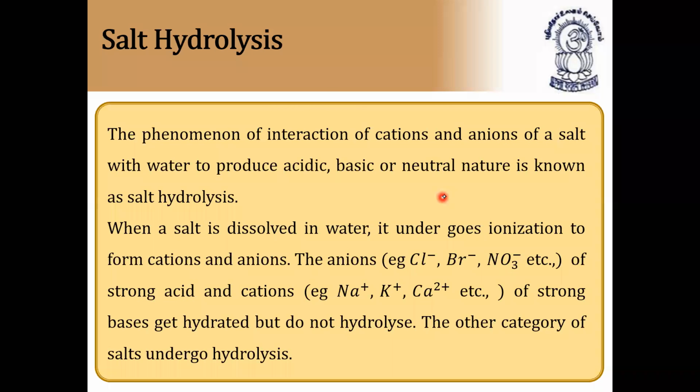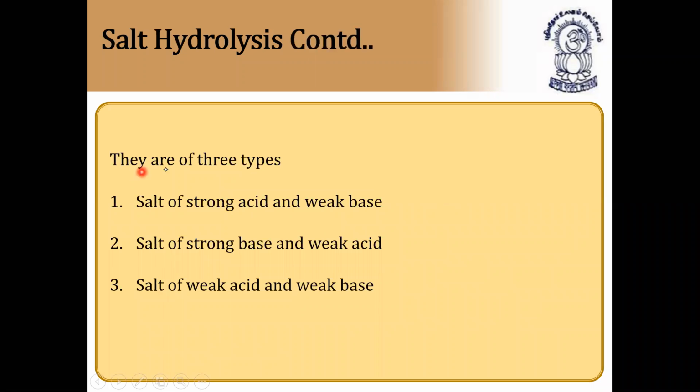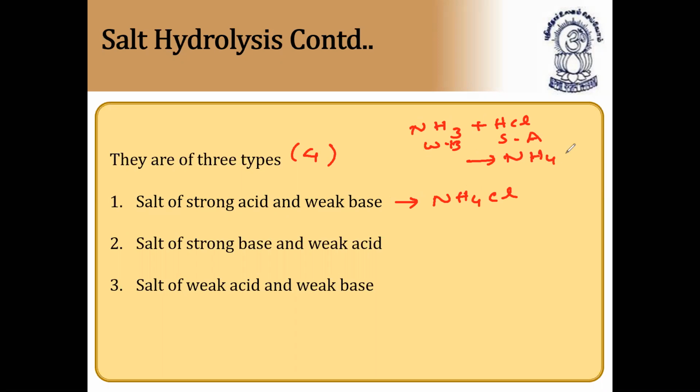Continuation now. There are actually 4 types of salts, though we will not include the 4th type in this section. One is salts obtained by means of strong acid and weak base, for example ammonium chloride. How is ammonium chloride obtained? When the weak base ammonia combines with the strong acid HCl, it forms ammonium chloride. So this is a salt obtained by means of strong acid and weak base.